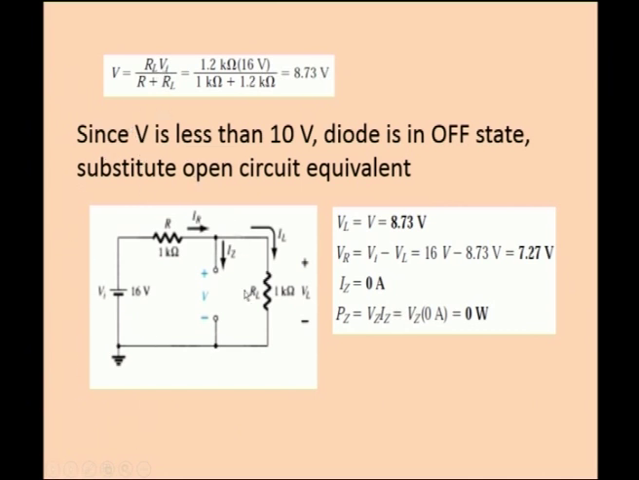If we want to find out the state of the diode, we have to calculate the voltage across the terminals of the diode when the diode is taken out. It is taken as V. We know the formula, V is equal to RL into VI by R plus RL. This is according to the potential divider rule. The voltage across these two terminals is one and the same, so you can take this as RL into VI divided by the total resistance. If you calculate it, it is around 8.73 volts.